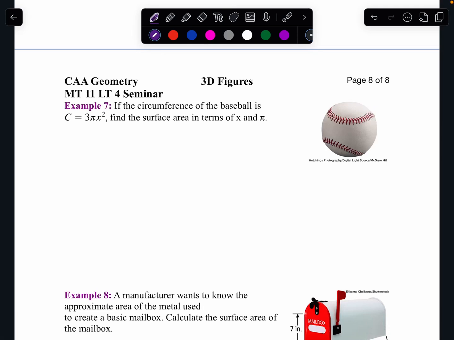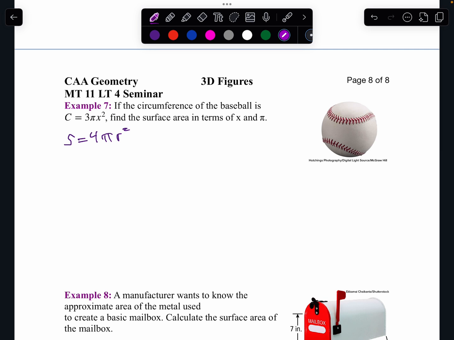On example 7, we have more of a math problem than anything here. We want to find this. We're given the circumference of the baseball is this algebraic term, 3 pi x squared. I want to find the surface area in terms of x and pi. Well, I know the surface area is 4 pi r squared.